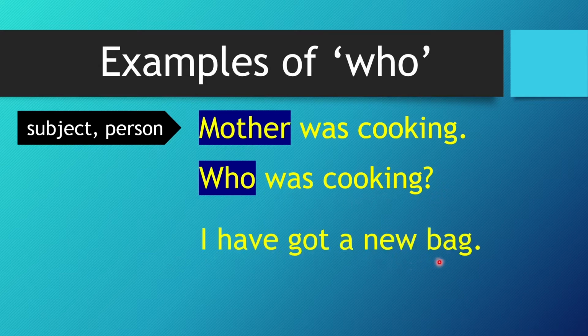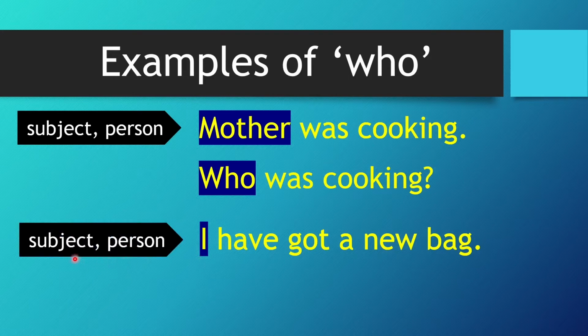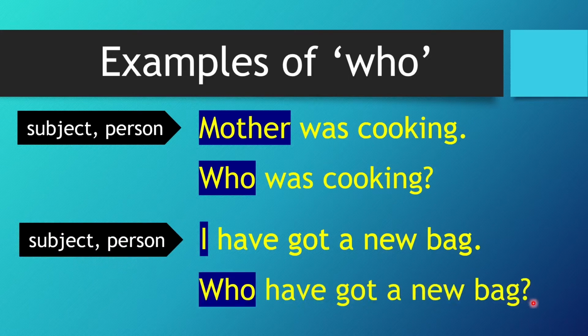I have got a new bag. Here, I. Who have got? I have got. So I is the subject in this sentence and I is a person. So you will write who have got a new bag. In place of I, we are writing who. After who, we are using have as the auxiliary verb, and after have, as per the structure, there will be past participle of the main verb. So we are using got.